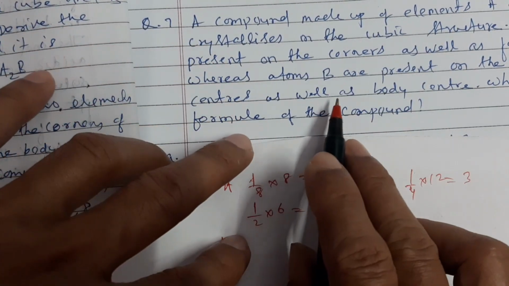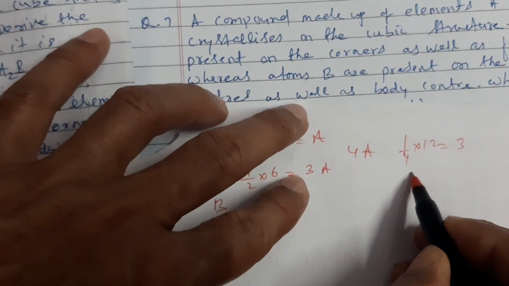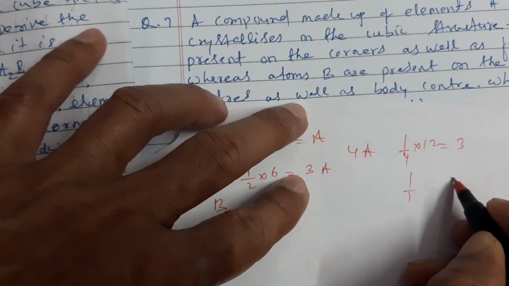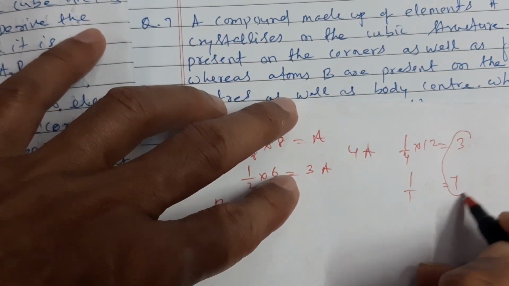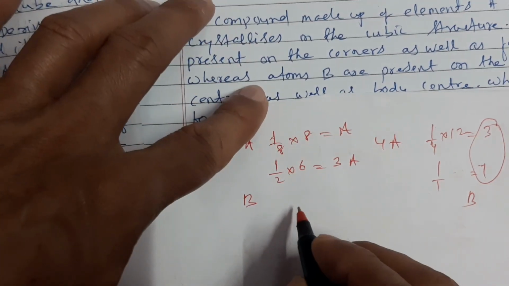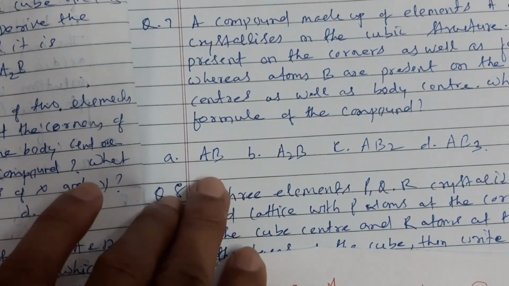And B is present at the edge centers as well as the body center. For the body center it is 1. So B is 4 and A is 4. So the formula is AB.